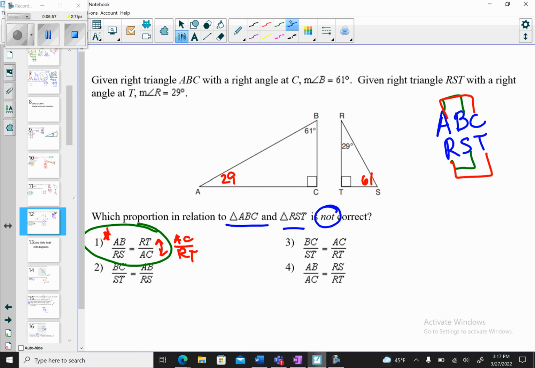If you then look at choice 2, BC over ST is equal to AB over RS, that is true. Choice 3, BC over ST is equal to AC over RT, that's also true. And lastly, AB over AC is equal to RS over RT, that's also true. For these questions, please make sure you line up your letters to check your proportions.